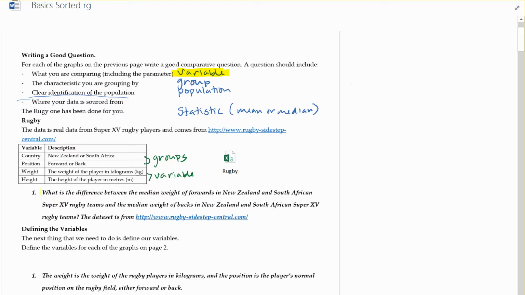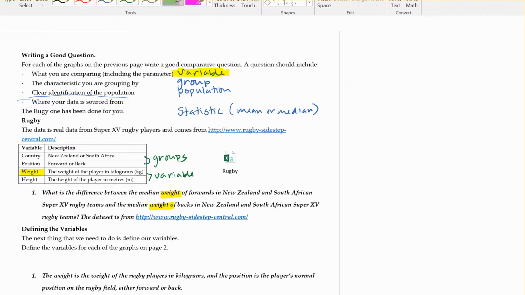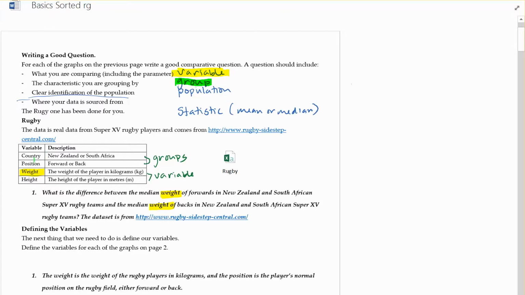So if we look at this question they've written, if we decide that we're going to look at the weight, what is the difference between the median weight of forwards in the New Zealand and South African rugby teams and the median weights of the backs in New Zealand and South African rugby teams? So that is my variable. My group here, we're obviously using in this case, because we're comparing both New Zealand and South Africans, we are looking actually at the forwards and backs, but they're taking everyone in the data set. So the group that we're comparing is the position, forward and back.